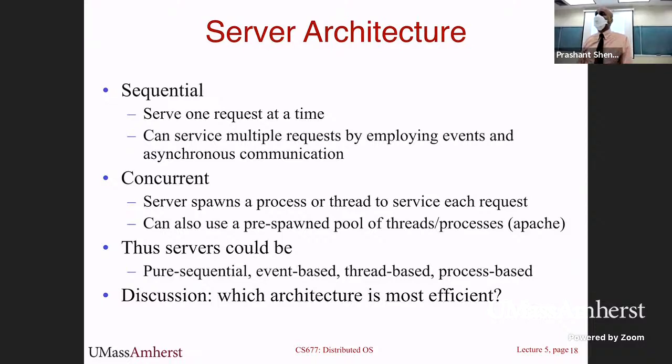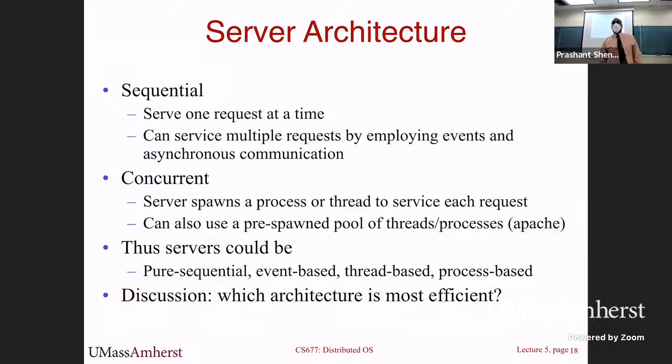The question should be, in what regard? What does efficiency mean? Okay, so in this case, it could just mean in terms of the overheads of the architecture. Okay, so it's a switching cost, right? So thread-based will have lower switching costs than process-based because switching between threads is cheaper than this. Okay, pure sequential just doesn't have good performance. Okay, so then there's a question of event-based versus thread-based. Which one has higher efficiency?